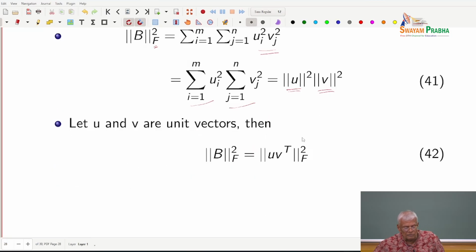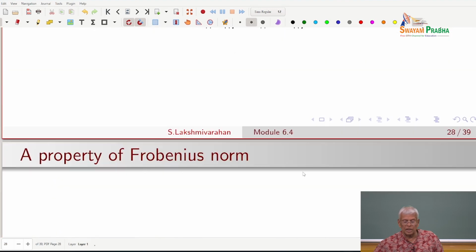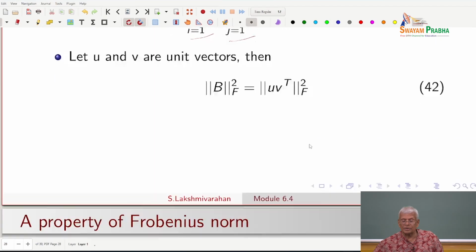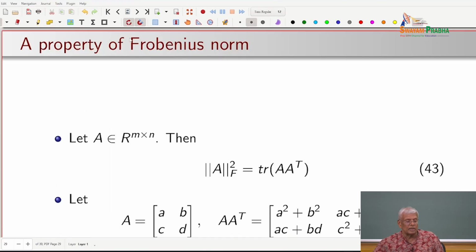If U and V are unit vectors, then the square of the Frobenius norm of the outer product UV transpose is 1. That essentially comes from the definition of the Frobenius norm. Now I am going to relate the Frobenius norm to another quantity that I can compute easily. If A is an m by n matrix, the square of the Frobenius norm of A can be verified to be the trace of AA transpose.